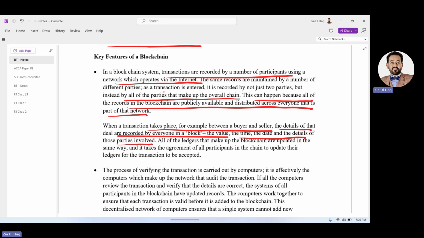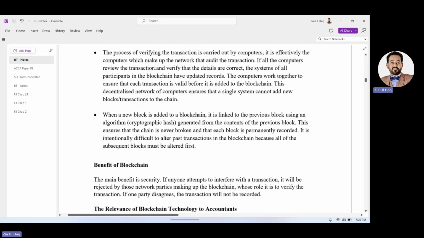Nowadays, online buying and selling use blockchain technology so that the transaction cannot be altered afterwards. All of the ledgers that make up the blockchain are updated in the same way, and it takes the agreement of all participants in a chain to update their ledger for a transaction to be accepted. So we can understand what blockchain technology is.